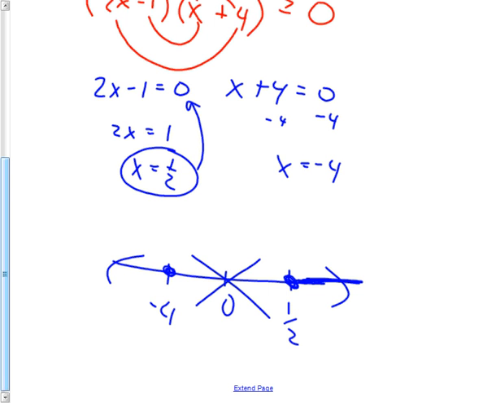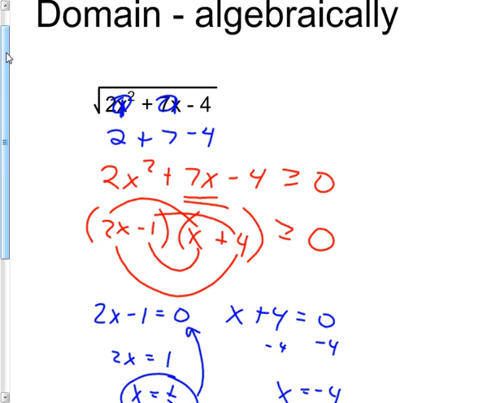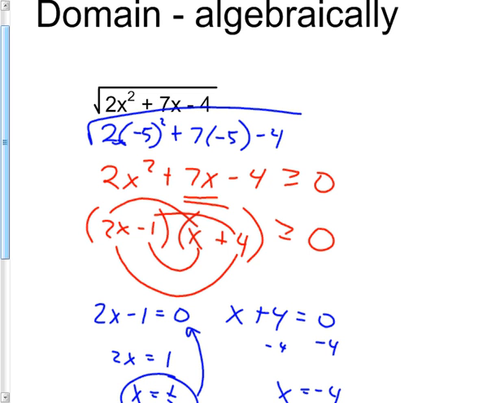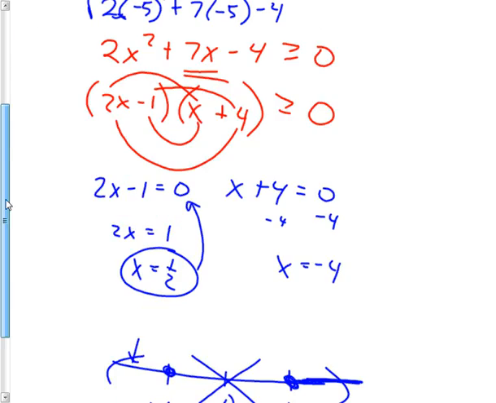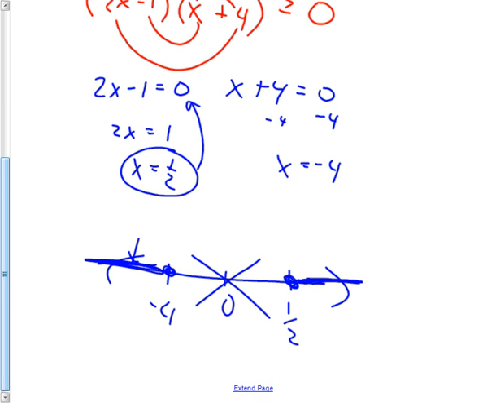And I bet you it works out here at like -5, but I don't know, so I'm going to test it. So I stick in a -5. 2 times -5 squared plus 7 times -5 minus 4. And I hope that comes out not negative. I get 25 times 2 is 50 plus -35, which is like 15. 15 minus 4 is still going to be positive, so I'm good. So it worked. So it's from -infinity to -4 and 1/2 to infinity.